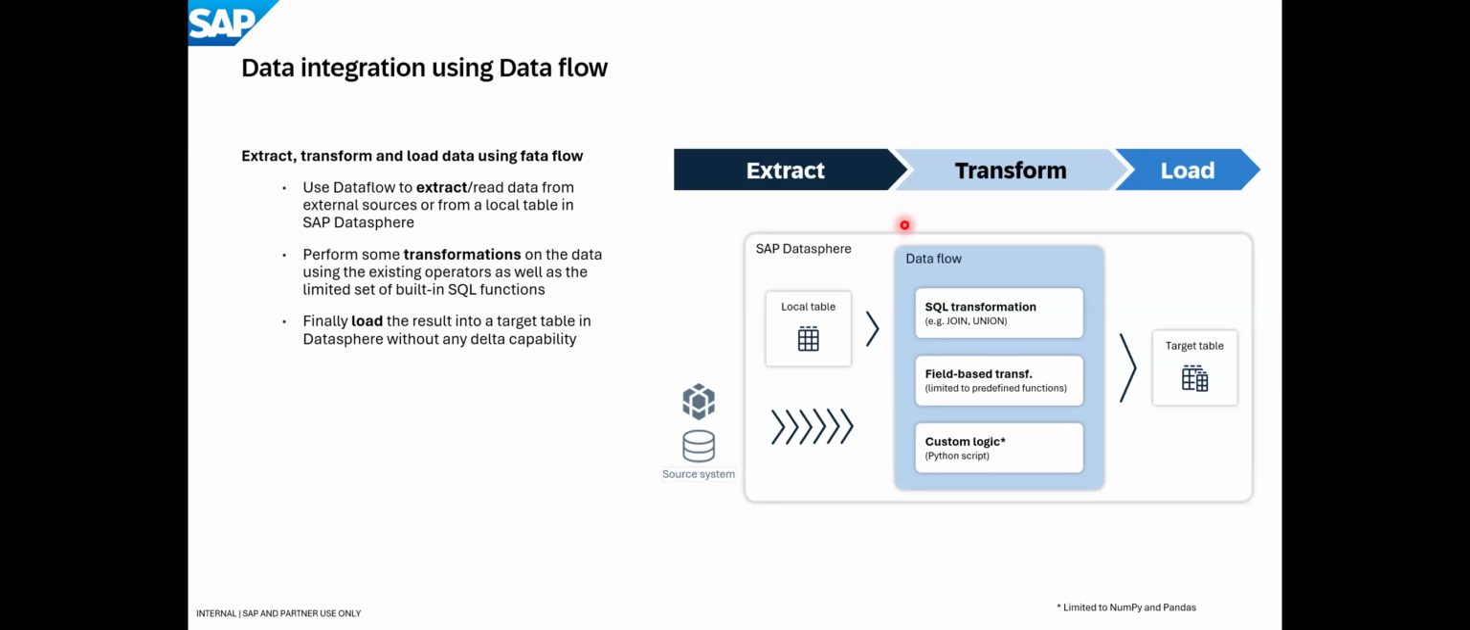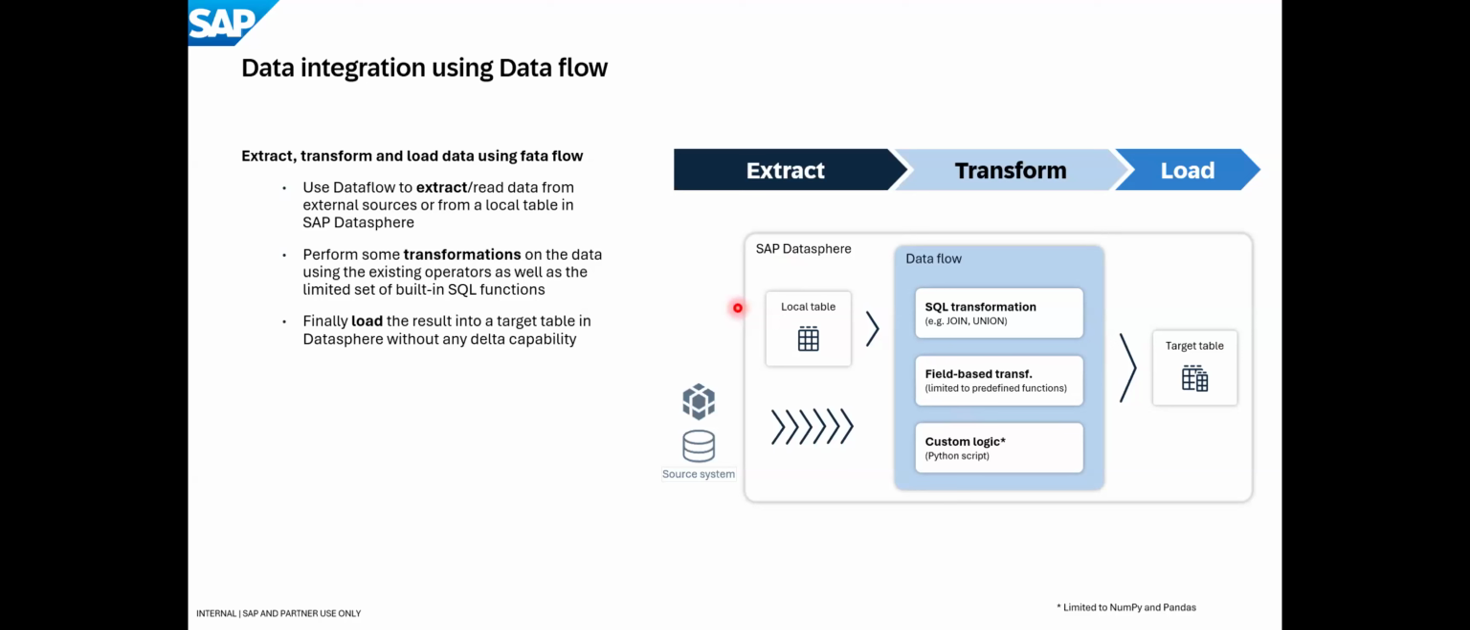So data flow performs transformations and persists the result in the designated target table. So they extract the data, then they transform, and then they load the data inside a target table inside the data sphere space. These flows also allow operations such as appending new entries or deleting specific records from the target tables. And it also gives you capabilities to do transformation, whether it can be SQL transformation or field-based transformation. And if you have more custom logic to be implemented, then you can also write a Python script inside a data flow to do the transformation.